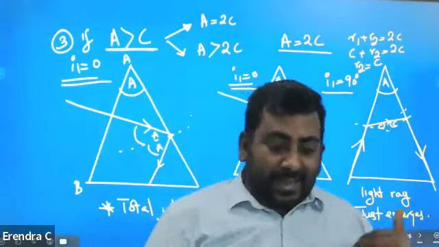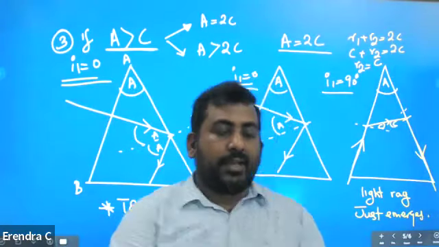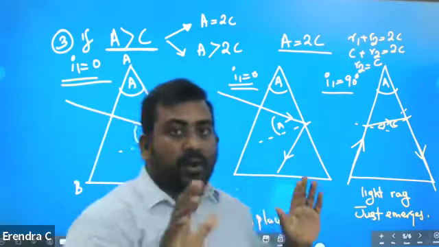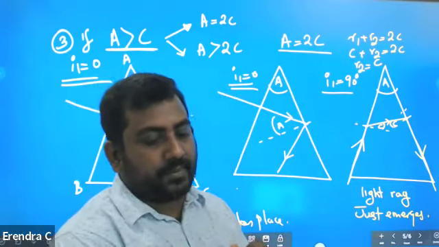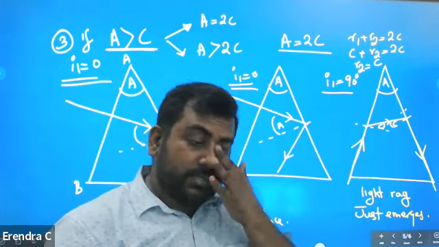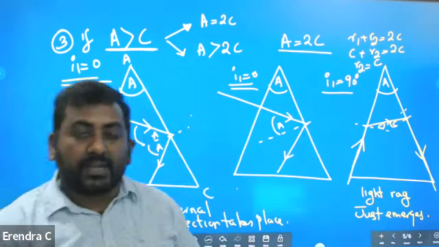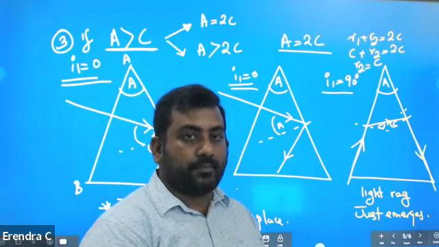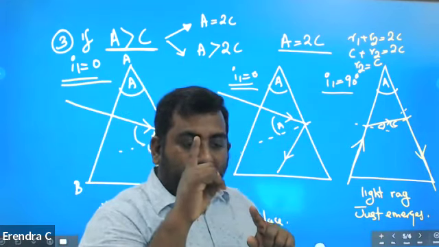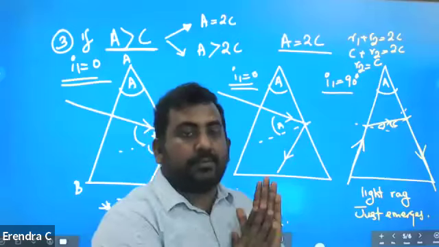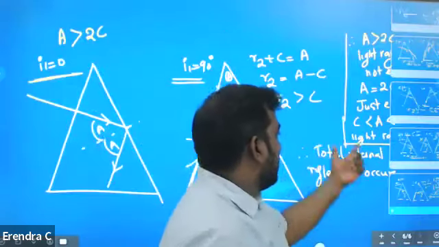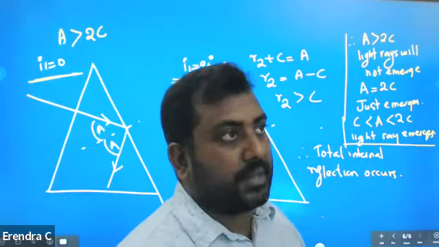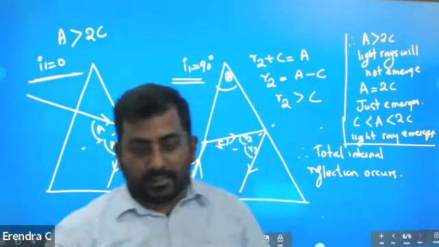When the prism angle is greater than the critical angle, for I equal naught, light rays will not emerge. But when the prism angle is between C and 2C, light rays will emerge.